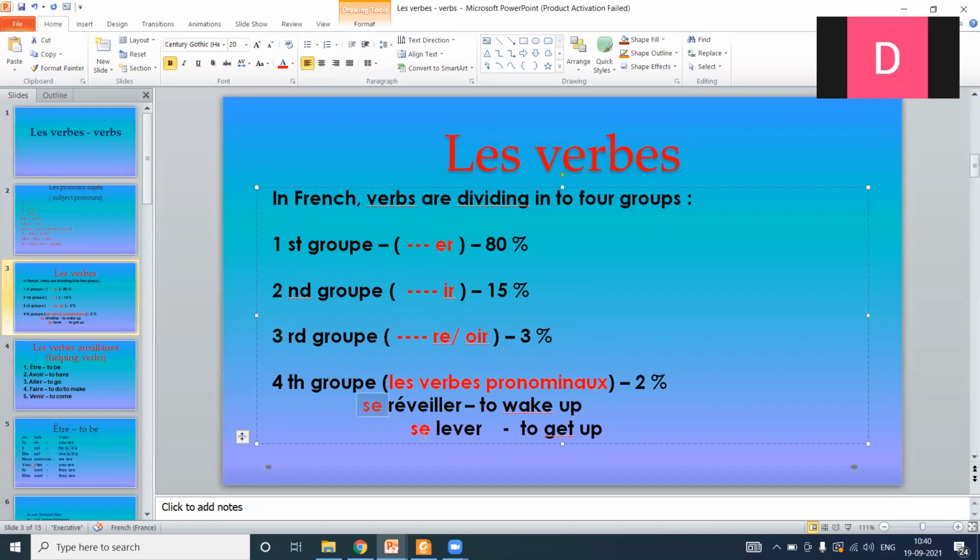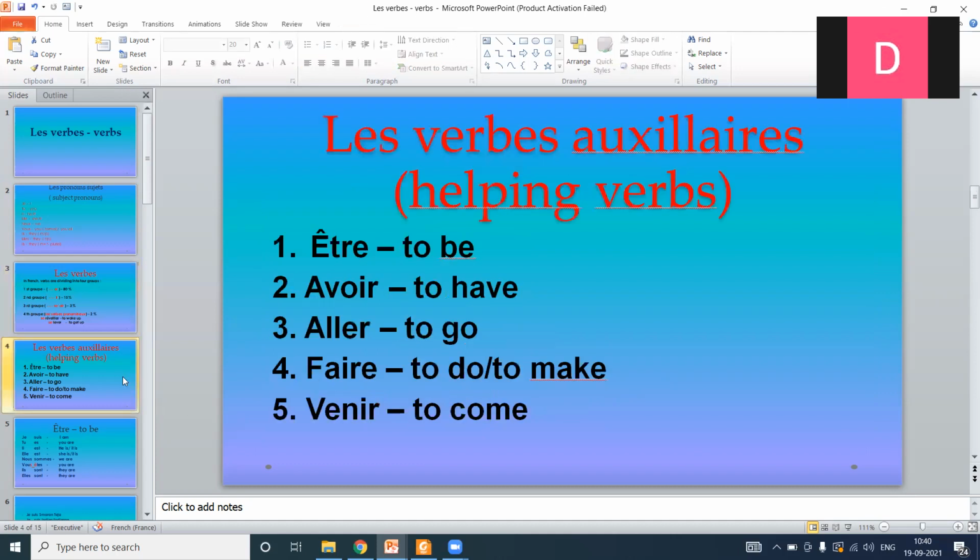Okay? Yes. And among these, we have les verbes auxiliaires, helping verbs. Five helping verbs are there. What will it be? First one, être, to be. Avoir, to have. Aller, to go. Faire, to do or to make. Venir, to come. Dhruti, can you read? Être, to be. Avoir, to have. Aller, to go. Faire, to do or to make. Venir, to come.